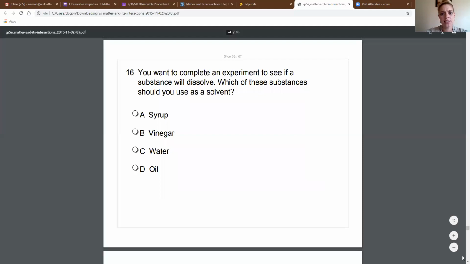So you want to complete an experiment to see if a substance will dissolve. Which of these substances should you use as the solvent? Syrup, vinegar, water, or oil? Well, as we just learned, if you chose water, you are correct, again because it can dissolve more substances than any other chemical. So you should always use water.